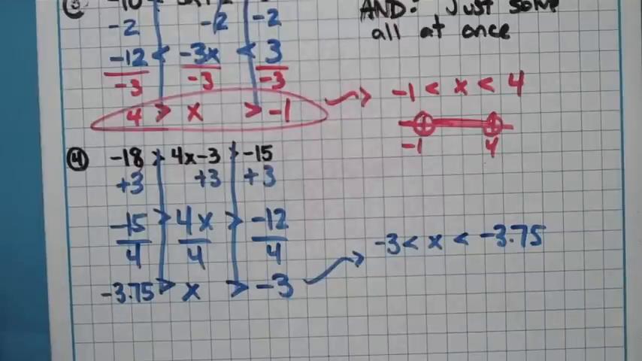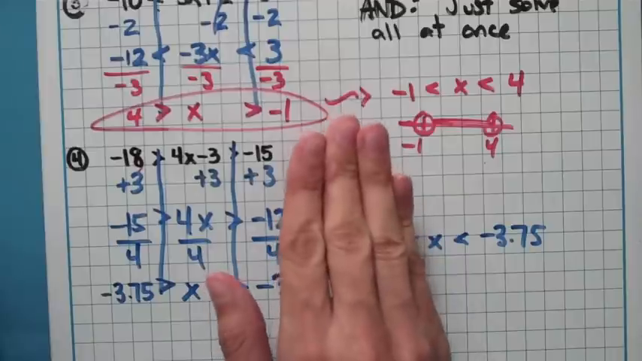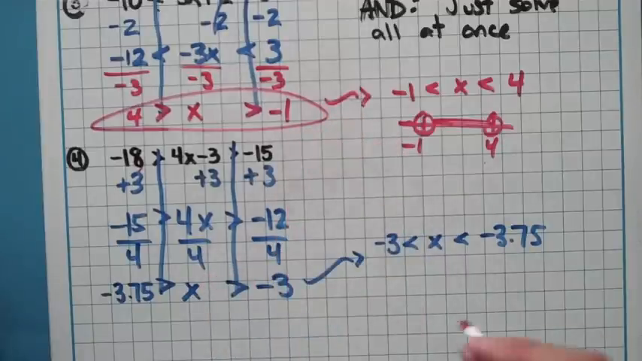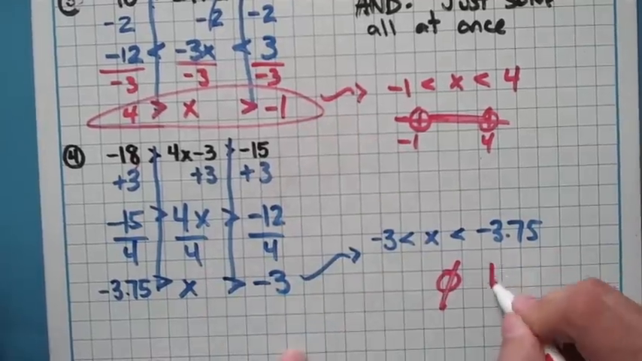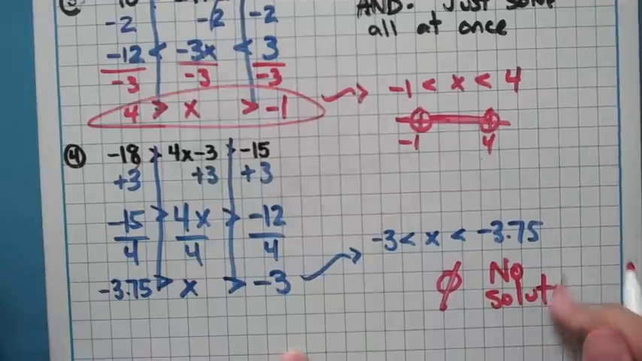Now this question is actually a problem with what we got right there. That's not good because negative 3.75 is smaller than negative 3. The smaller number is supposed to go over here. These numbers should be flip-flopped right there, so this does not make sense. You can't have an x that's bigger than negative 3 and smaller than negative 3.75 at the same time. There is no solution to this. Last problem here. Because our compound inequality, our sandwich, didn't make sense.